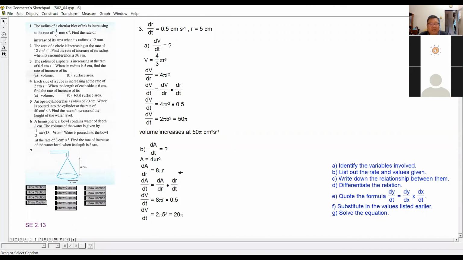Then after differentiating, what is the next step? Write out the formula, the chain rule. So for the chain rule, you must know what the variables are so that you can write out the chain rule. The variables are A and r. So you write down dA/dt = dA/dr times dr/dt. Now you can substitute in. dA/dr is 8 pi r. dr/dt is 0.5. And now you put in the r. After you put in the r, you get the value dA/dt is 20 pi.